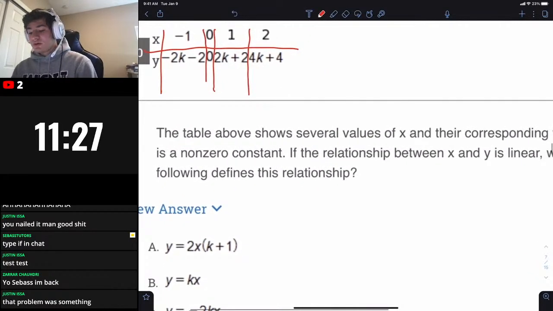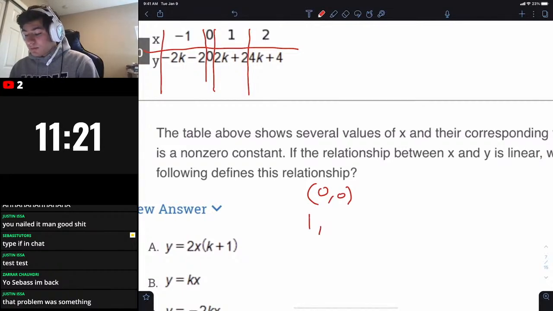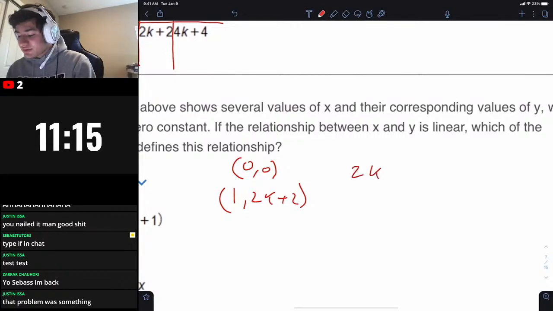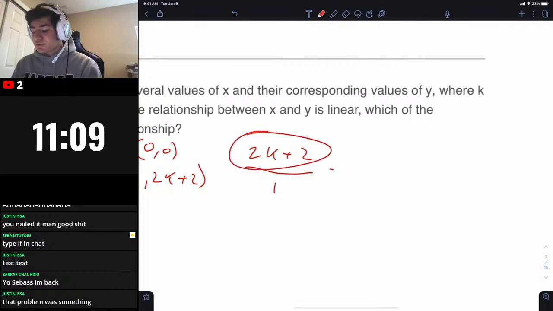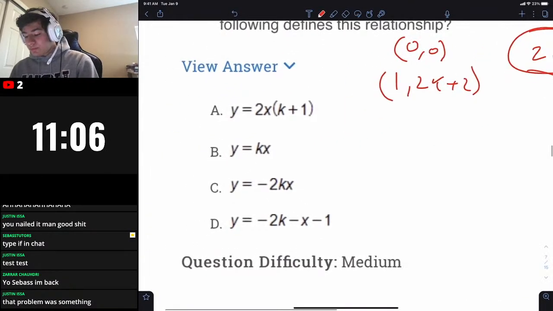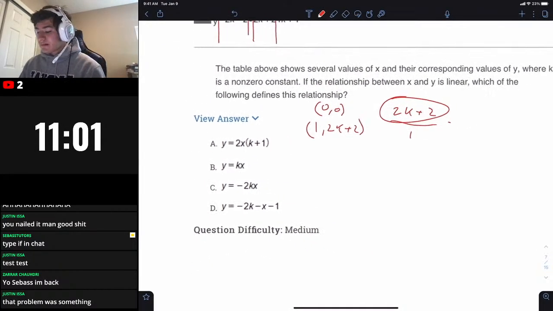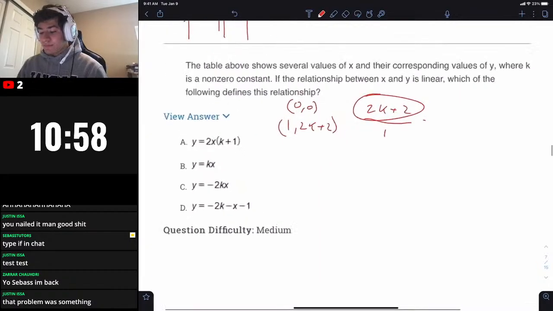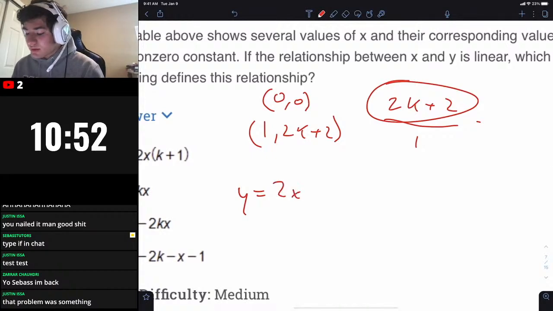So if we can do y2 minus y1, we have a point 0, 0, and then we have a point 1, comma 2k plus 2. And we can find the slope here by doing y2 minus y1 over x2 minus x1. So the slope is going to be 2k plus 2. And we need a slope of 2k. This is weird. Okay, well, I would get y equals 2k plus 2, which is the slope, times x plus b.